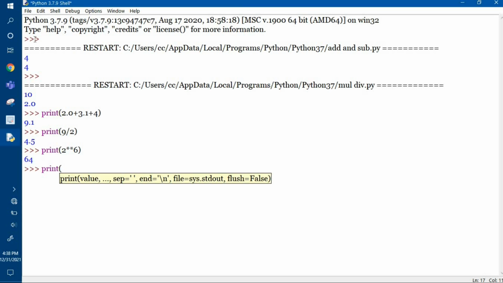Print 9 double asterisk, parentheses. I am using parentheses here because just like in BODMAS we use brackets to evaluate that expression first rather than others. So if I use parentheses, it will evaluate the expression written in parentheses first, and then operate that expression with the outer ones. So 9 double asterisk 1 by 2. Let's see what the output comes.